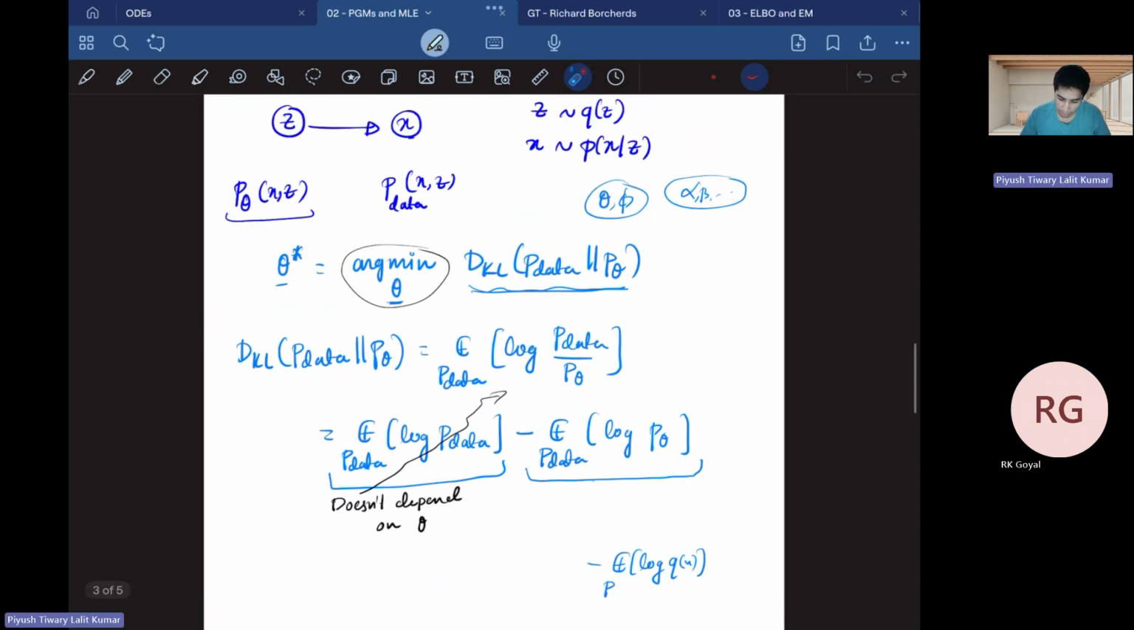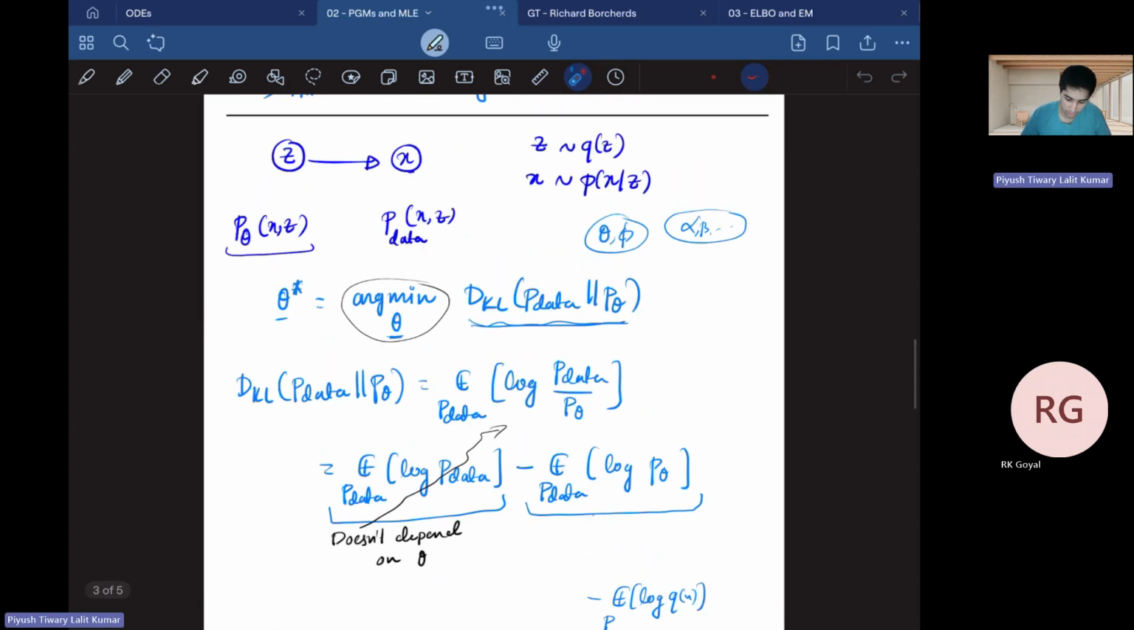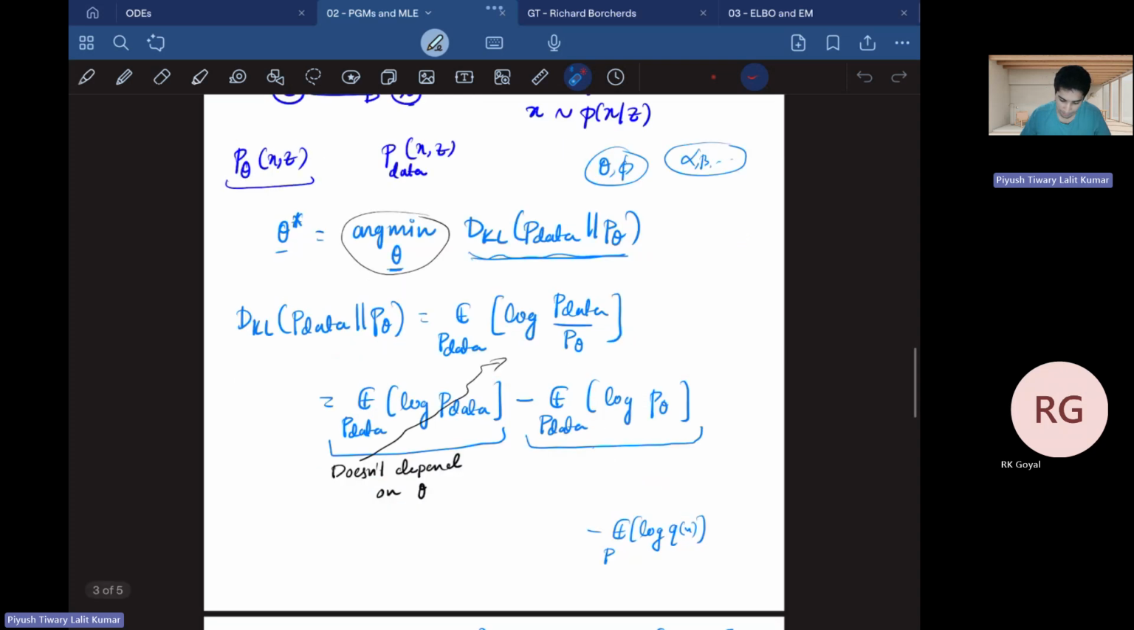What we used was KL divergence minimization between P data and P theta. We saw that KL divergence is nothing but a measure of similarity between two distributions. We used it and went ahead to solve this optimization problem and obtain theta star.